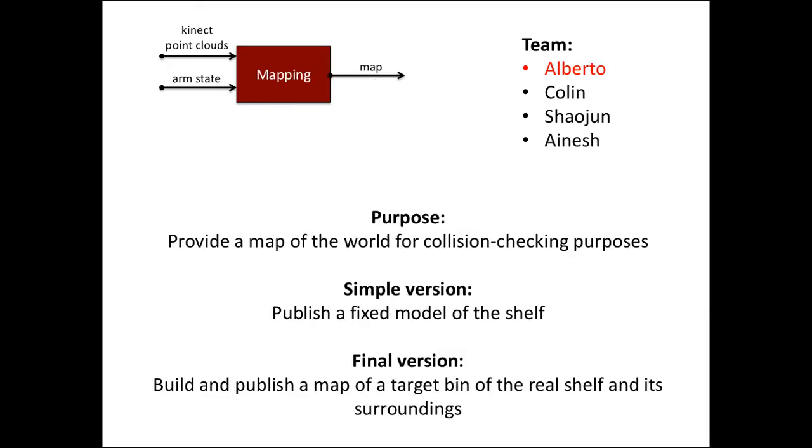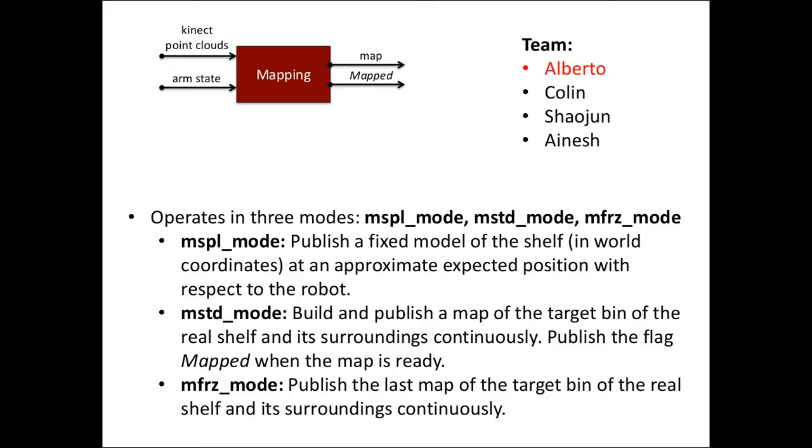Before going back to the state machine, I would like to discuss the mapping model. The purpose of this mapping model I'm proposing is to provide the map of the world for collision checking purposes. And in a simple version, it will only publish the model of the shelf. So we're going to publish the model of the shelf in the world using ROS messages. And in the final version, it will publish a map of the target bin, of the real shelf, and the surroundings of this target bin.